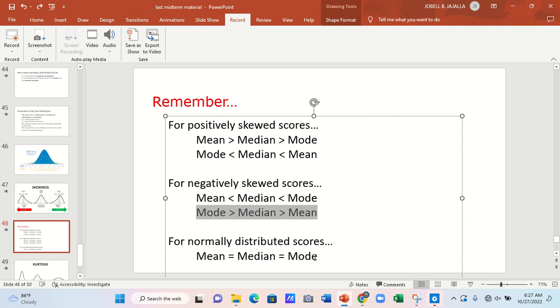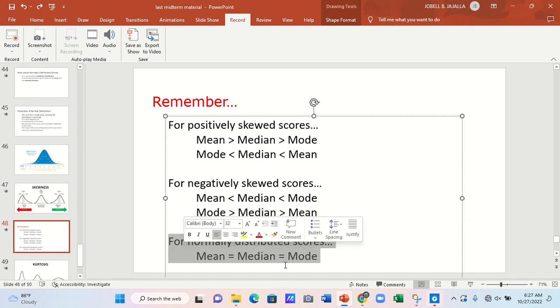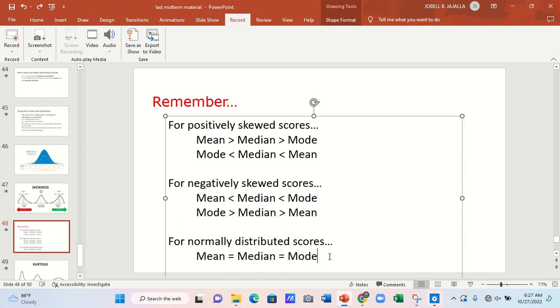Now, sa normally distributed scores, wala tayong problema, no? Because the mean, the median, and the mode are all equal. Okay? So, mao lang, memorize.